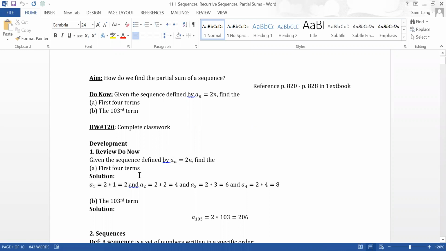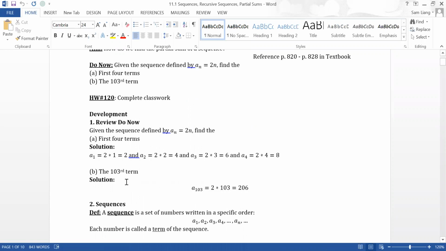Technically, you could start at 0. That's also common, but normally it would be like 0 or 1. A sub 2 is going to be 2 times 2, which is 4. A sub 3 is 2 times 3, which is 6. A sub 4 is equal to 8. Okay. And then for part B, the 103rd term, just plug in 103 into the formula, you get 2 times 103, which is 206.